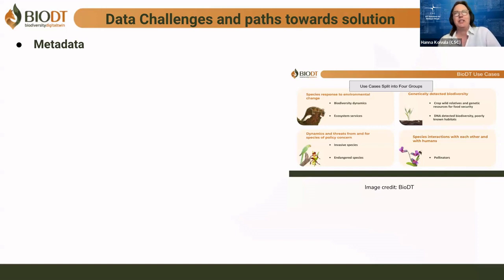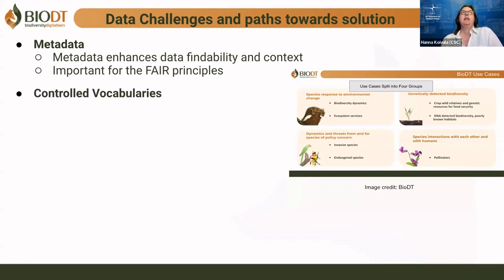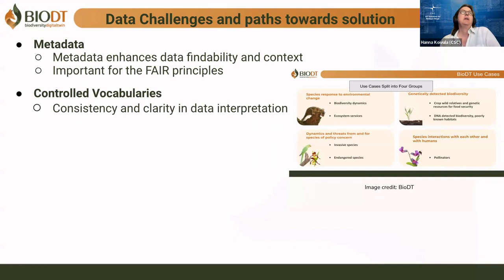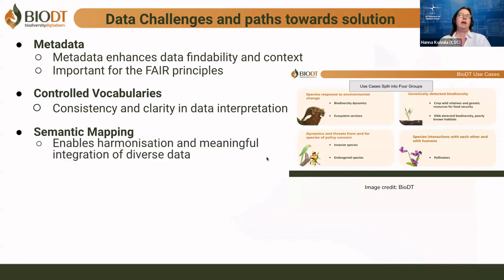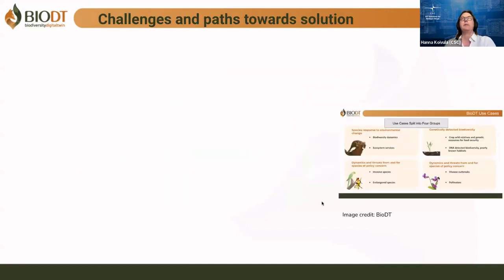And all these prototype digital twins, or use cases which become prototype digital twins, have metadata that enhances data findability and context. It's important for the FAIR principles. They use controlled vocabularies to have consistency and clarity in data interpretation. We use semantic mappings that enable harmonization and meaningful integration of diverse data. And then we try to utilize existing standards like Darwin Core and EML that serve as a foundational network.